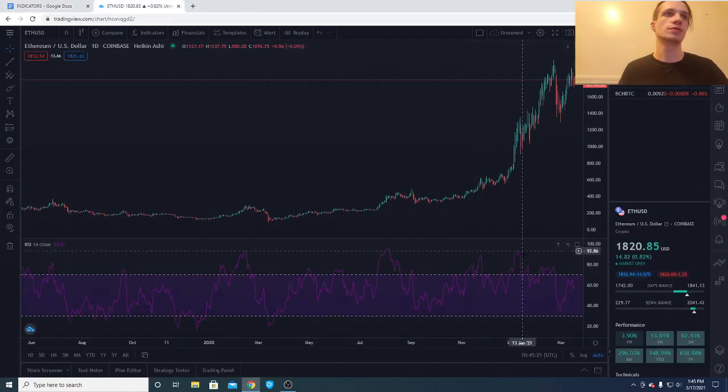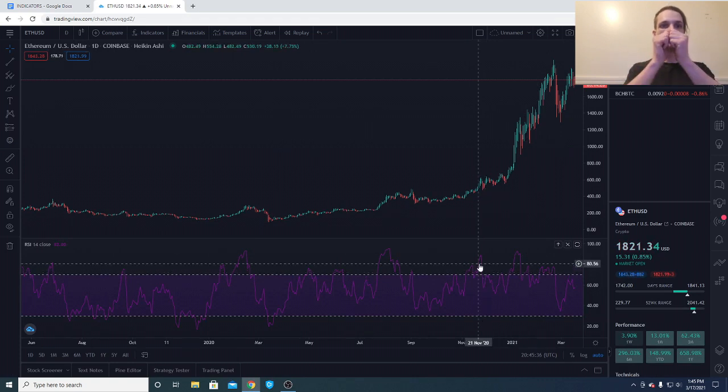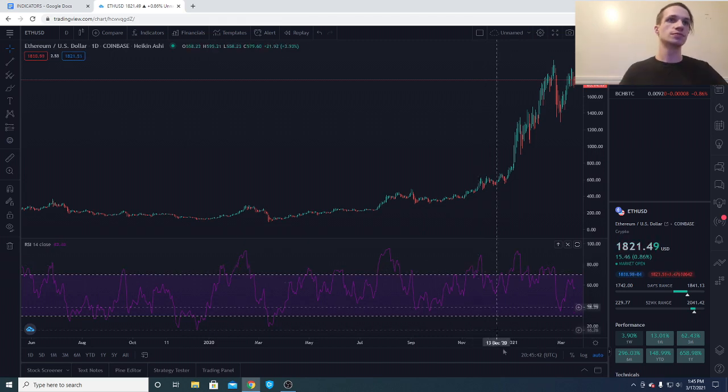So I'm going to go right here, the 70 line, so everything over here is overbought. It's pretty much saying that a lot of people are buying it, so it is due for a correction. It's like a rubber band: you stretch it out, and then it pulls itself back together. So when it's over the 70 line, it is overstretched and trying to pull itself back together.